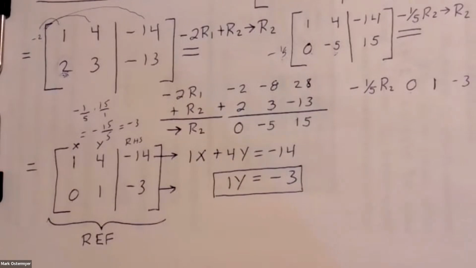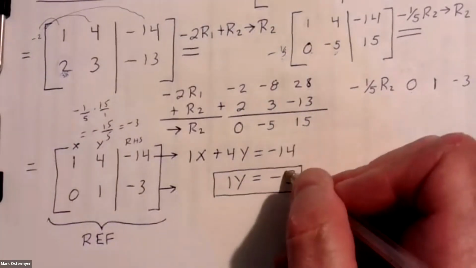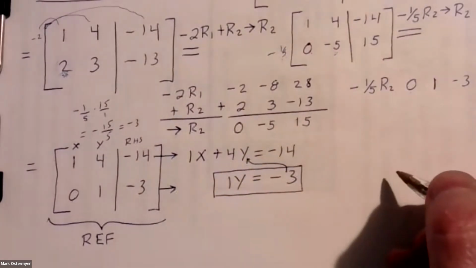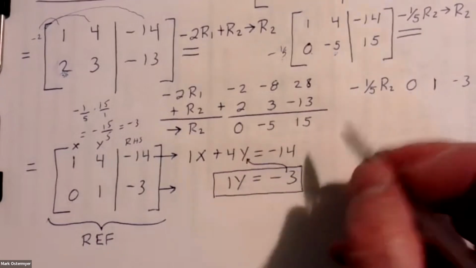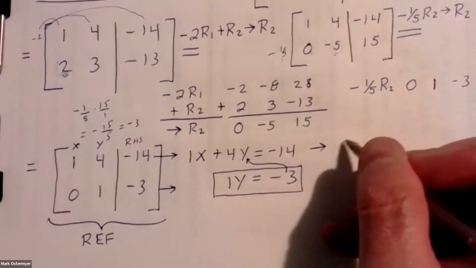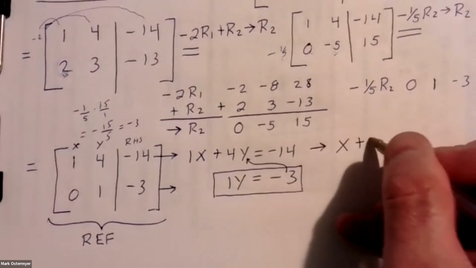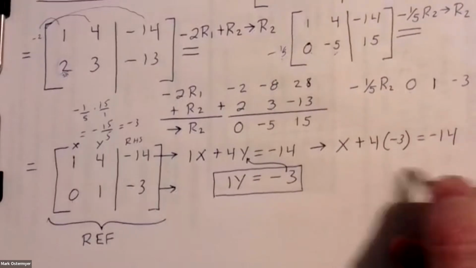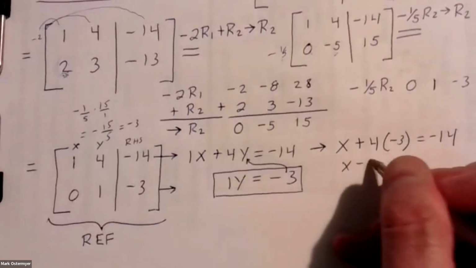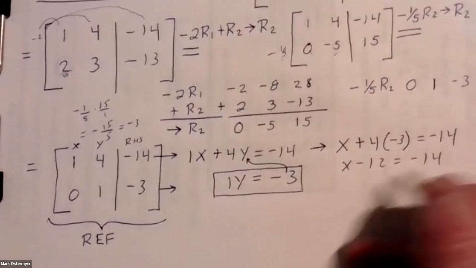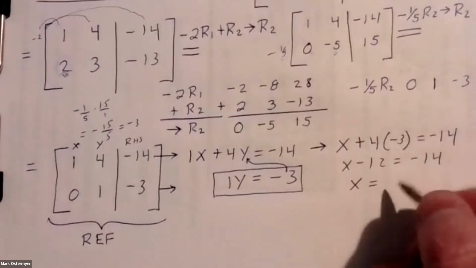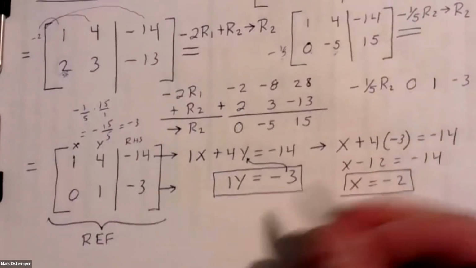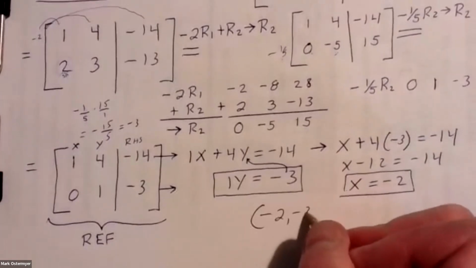To get our x coordinate of our ordered pair solution, we have to back substitute this -3 up into the first equation and for the variable y. So the -3 goes in for y here. Upon making that substitution, I can solve this first equation then for x. Now we solve for x. So x minus 12 equals -14. Add 12 to both sides. And we get x is equal to -2. And we're done. Ladies and gentlemen, our ordered pair solution is -2, -3.